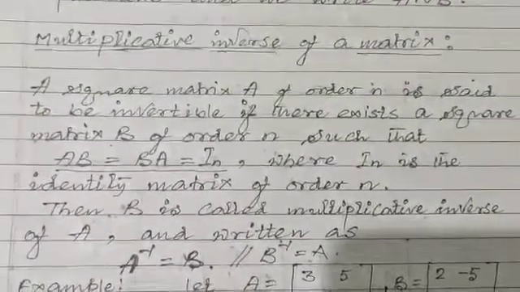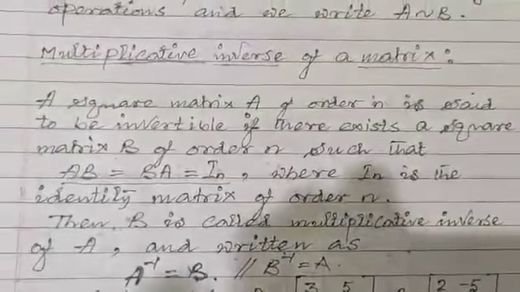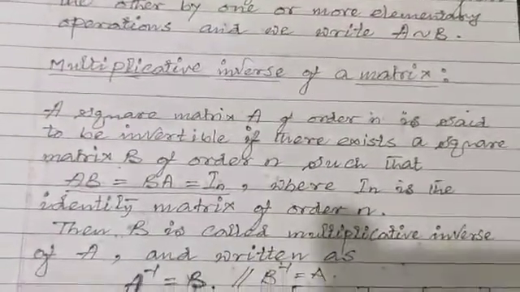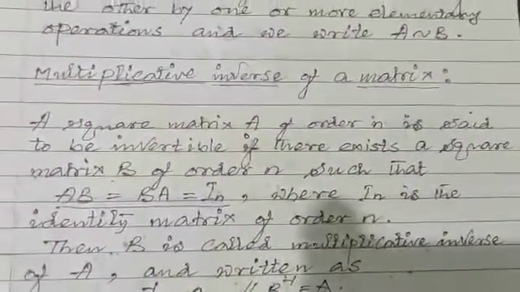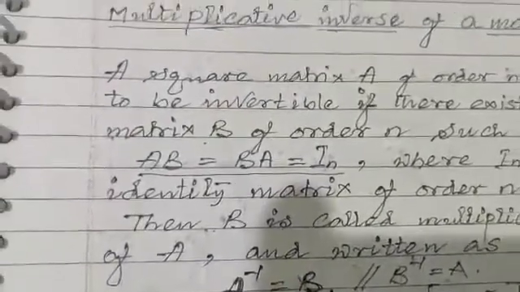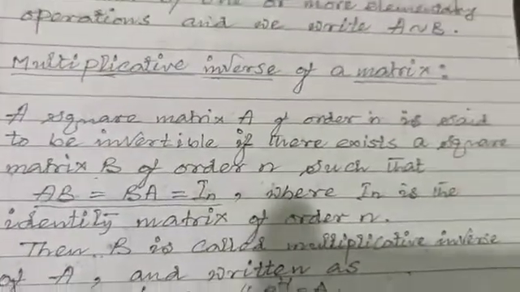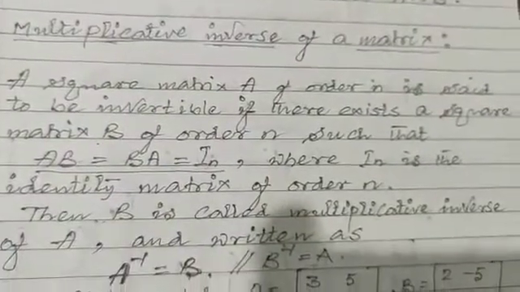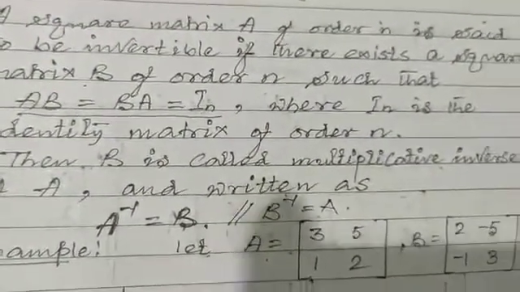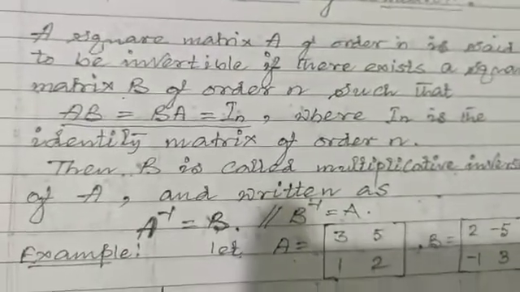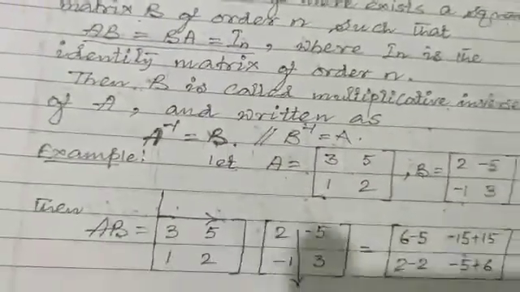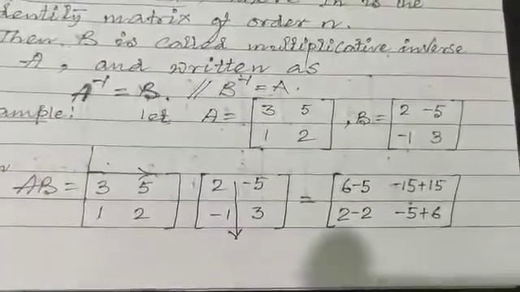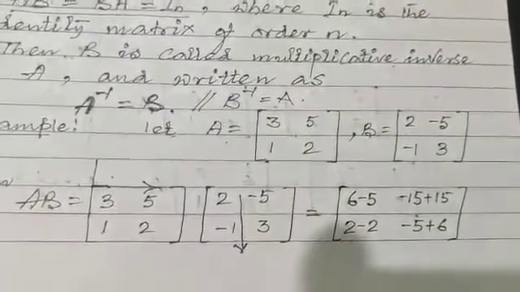Let A be a square matrix of order n by n and B is another square matrix of the same order n by n. And if it satisfies that AB is equal to BA is equal to the identity matrix of order n, then you can say A and B are inverse to each other. That is, A inverse is equal to B, or you can also say B inverse is equal to A. An example is given here, A and B, two matrices, and after multiplication you are getting the identity matrix. And so you can say these are inverse to each other.